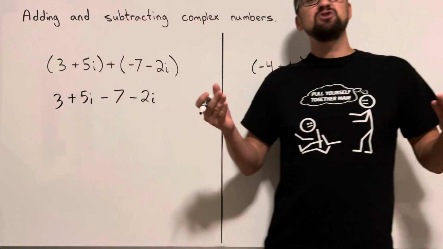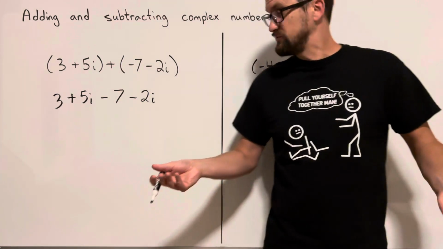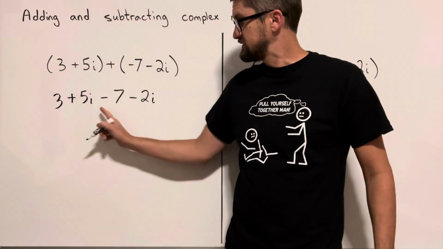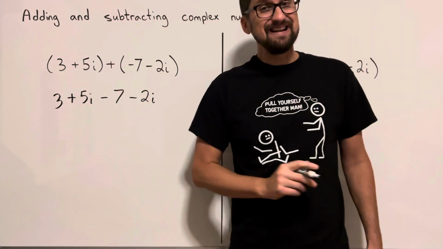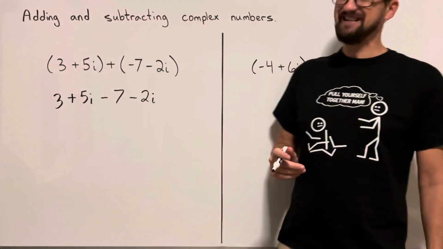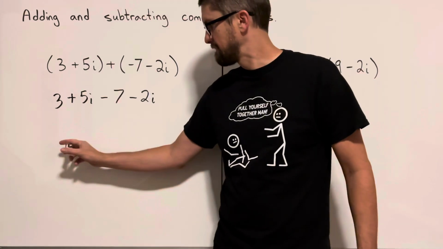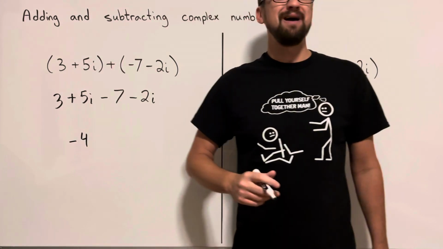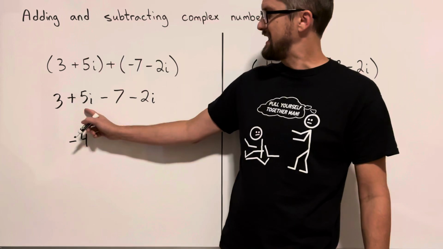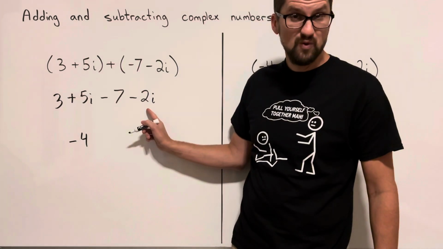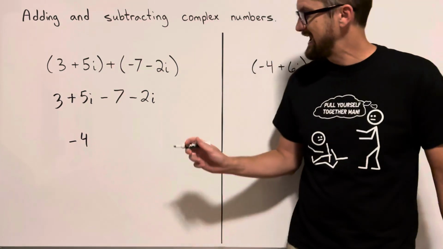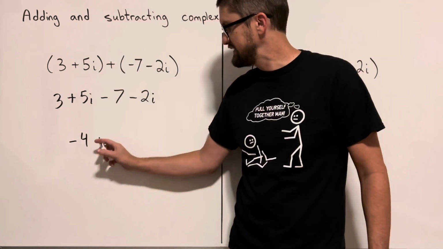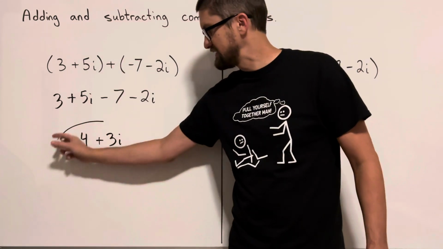Now what you're going to do is it's like combining like terms. You're going to combine the real parts. 3 minus 7 is a -4. And then you're going to combine the imaginary parts. You have 5i minus 2i, which is 3i. So we'll have -4 plus 3i as an answer.